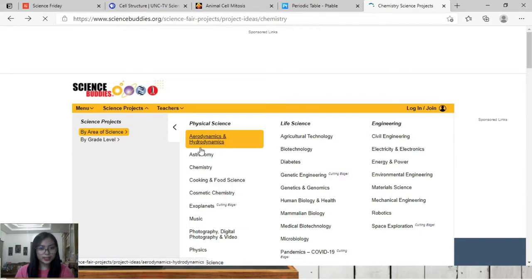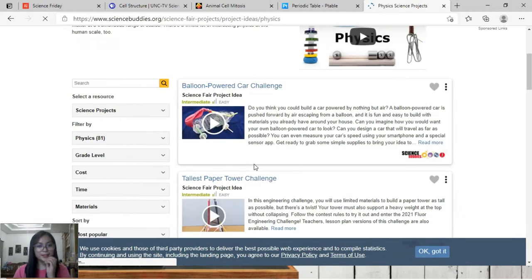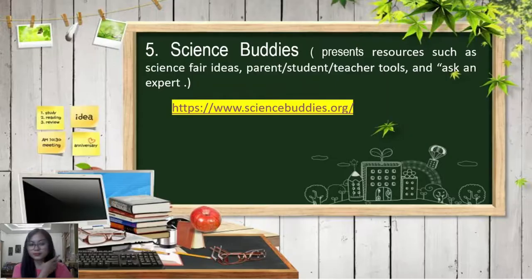For example, in the subject, let's say physics. So there are different science fair ideas that the students could explore from this link. So again, these are the different links that we could introduce to our students so that they can understand science better, and they could also increase their interest in learning science. So as you can see, technology really gives us a lot of benefit as teachers. It is only up to us how we wisely use technology to maximize our time and minimize our effort.